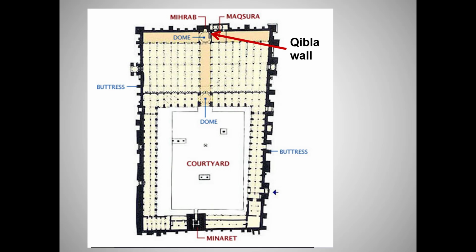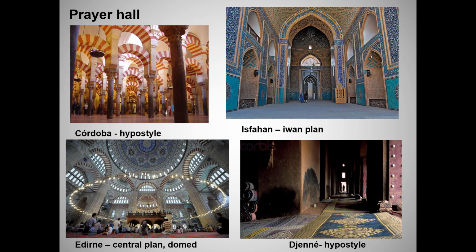Before we move on to these specific mosques, remember that you need to be able to identify the more or less universal elements of a mosque from a floor plan or a photo, and explain how these relate to the religious obligations of Islam, which I talked about in my last lecture. So let's start with the prayer hall.